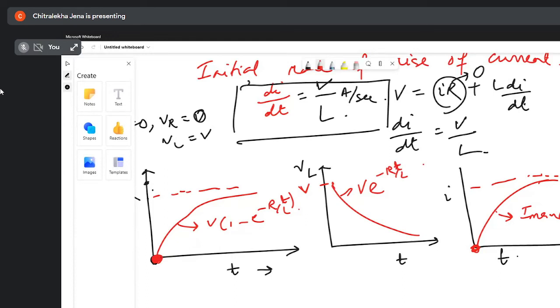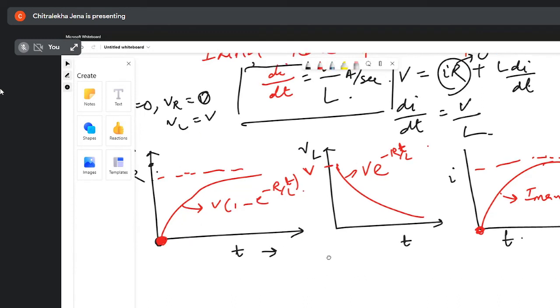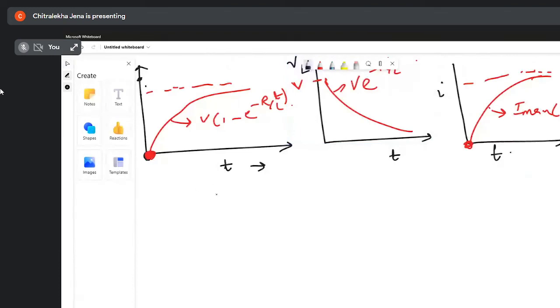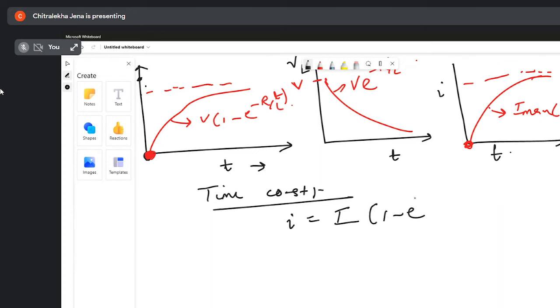Understood all of you? Yes, ma'am. Okay. So now come to time constant. Here we will define time constant. How will you define time constant? I is equal to how much? I maximum into 1 minus e to the power minus R by L into T. Okay, so you put T is equal to lambda, that is equal to L divided by R. Okay, this one you put.